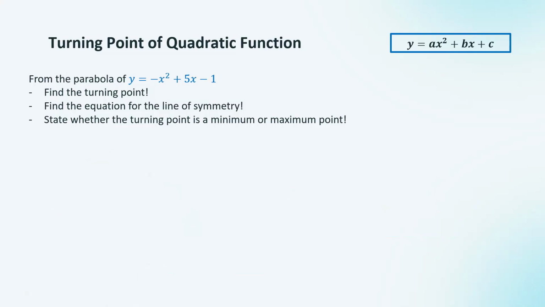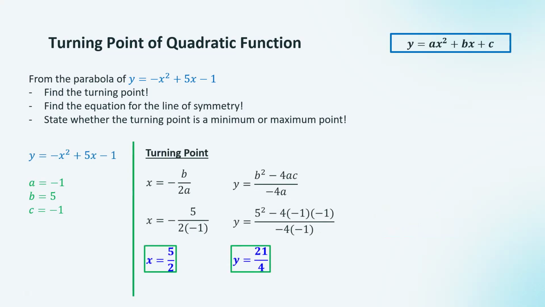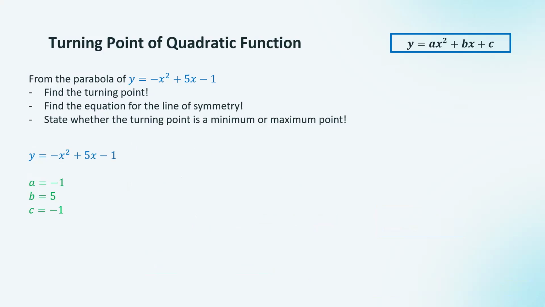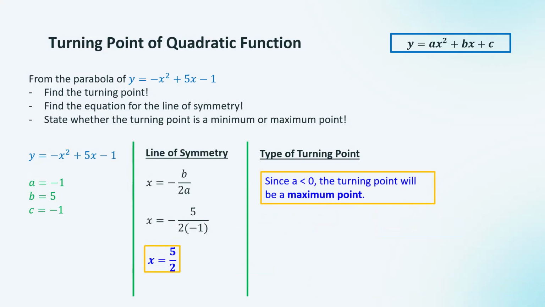So in this next example, it's going to be very similar. Again, we have to find the a, the b, and the c, and then we can try to input the ABC values into the formula for the turning point. And we get that x is equal to 5 over 2 and y should be 21 over 4. So x comma y is 5 over 2 comma 21 over 4. Again, be careful of the minus sign when we are doing the operation. After this, we can try to find the line of symmetry, and it's going to be the x value. So the line of symmetry is going to be x equals 5 over 2, and for the type of the turning point, since we know that a is negative, it will be a maximum point.